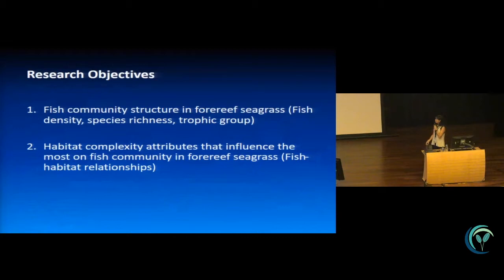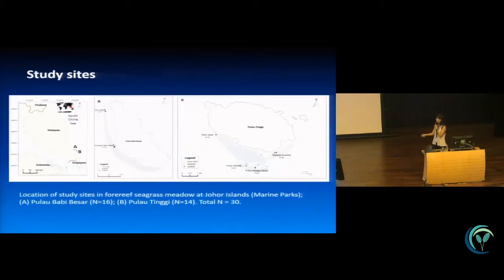So in order to document the fish community structure, we use this study to understand the fish density, species richness, and also trophic groups. And secondly, we want to know whether habitat complexity influences the fish community in the forereef seagrass.